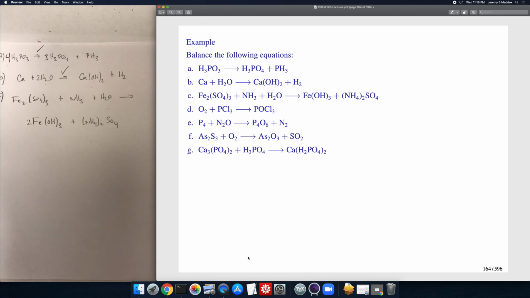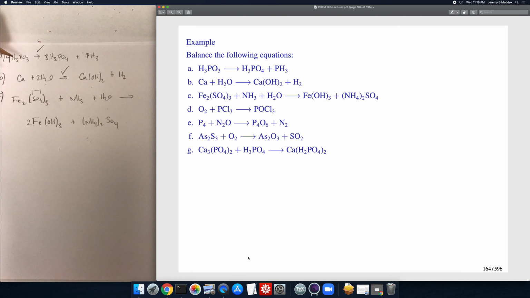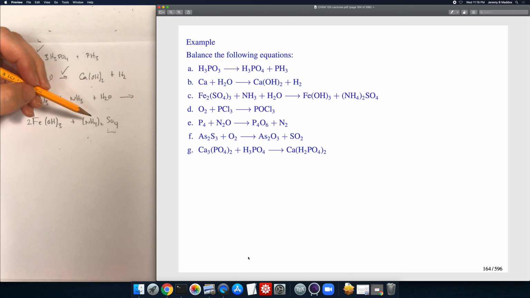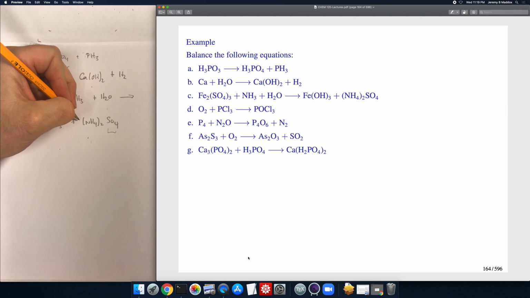Well, now we need to figure out what we want to do next. Nitrogen might be a good choice, but sulfur might be a good choice as well. Sulfur is kind of interesting here because it's paired up with oxygen in the sulfate in both the reactant side and on the product side. And so we could actually try to balance at the level of the sulfate. That might be helpful. And so we see that we've got 3 sulfates here on the reactant side and only 1 sulfate on the product side. So what if we put a 3 right there?